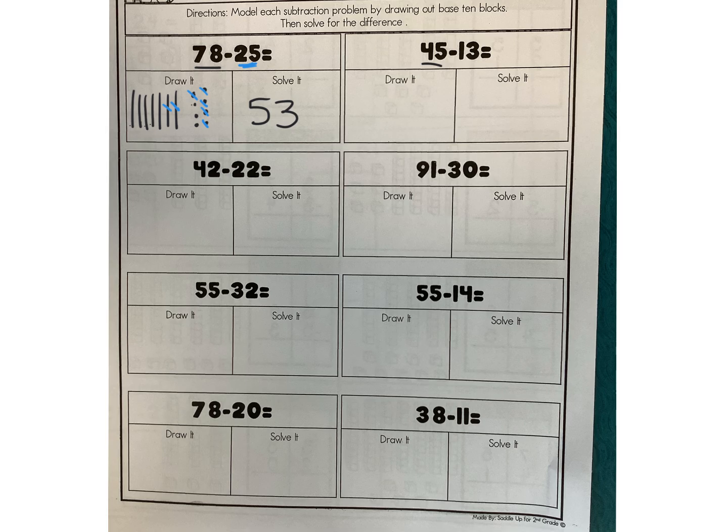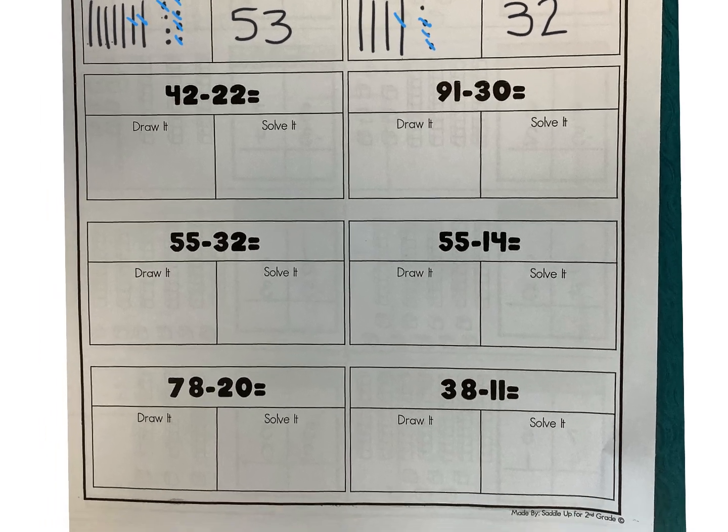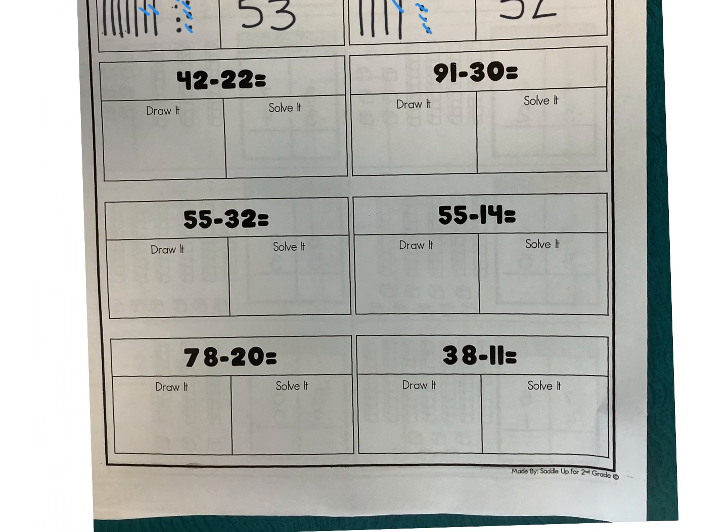Okay, so the next one we're going to draw is 45. So draw 4 tens and 5 ones. Now we're going to cross off 13. So I cross off 1 and 3. How many do I have left? I have 3 tens and 2 ones. Good job, boys and girls. You're doing great.